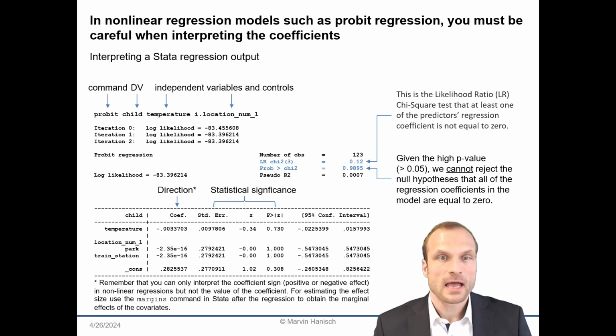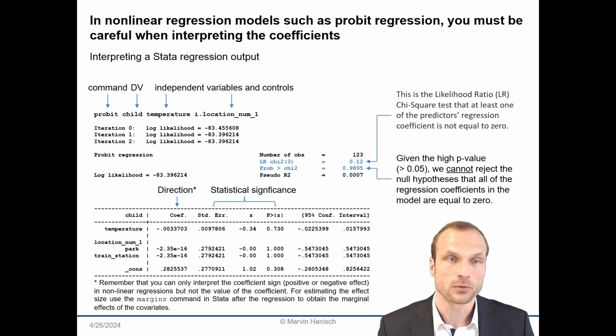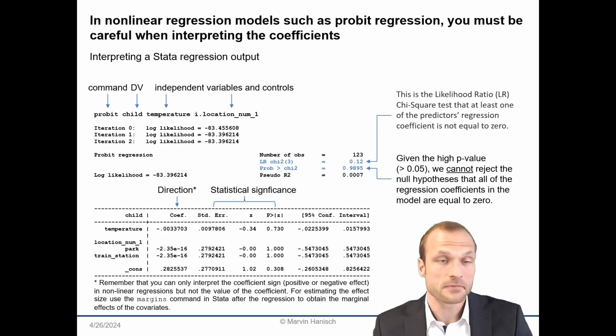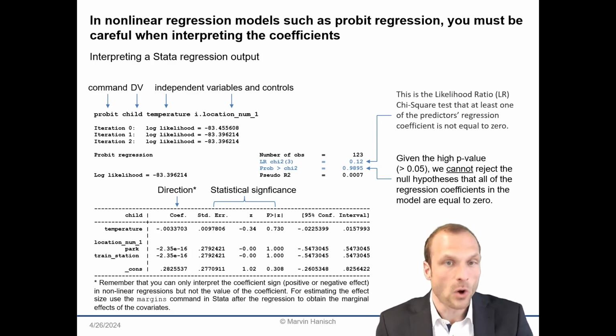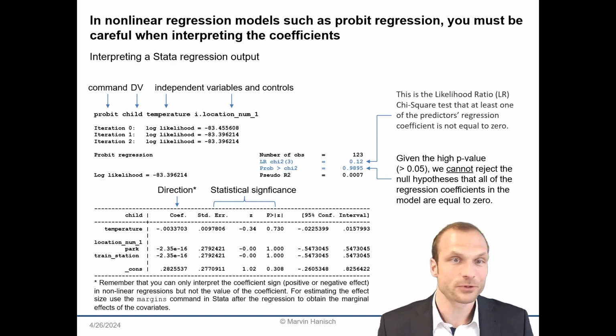Then we also have our control variables, in this case whether the ice cream parlor is in the park or next to the train station. Again, we see that the p-values are very high, so we cannot reject the null hypothesis that these coefficients are equal to 0. Again, this very much reflects our earlier estimate that all the coefficients are apparently not different from 0. In sum, what we can see in this model is that all these explanations, temperature and location, cannot predict whether our customer is a child or not.